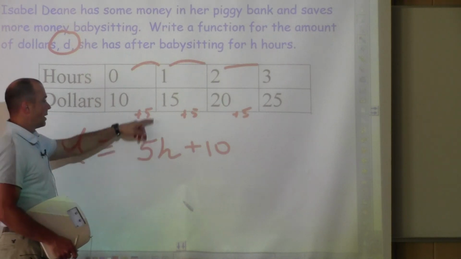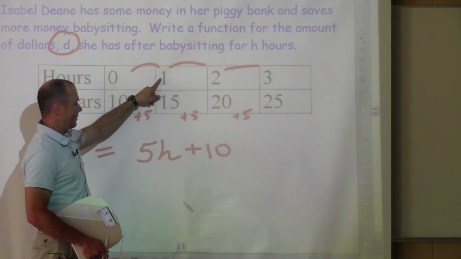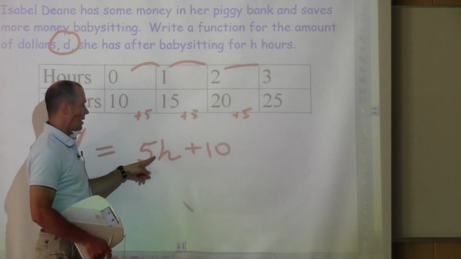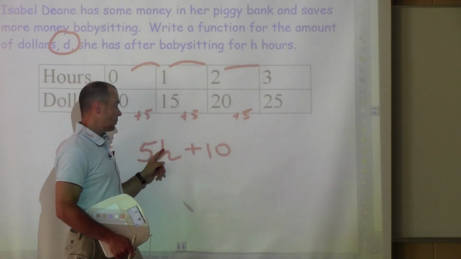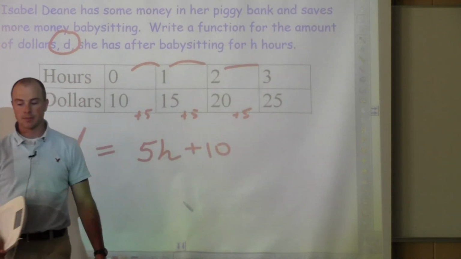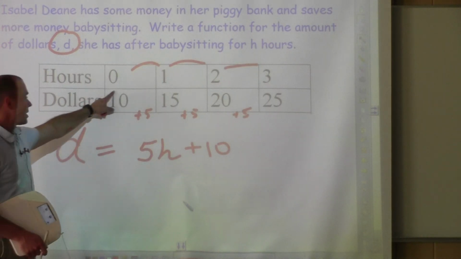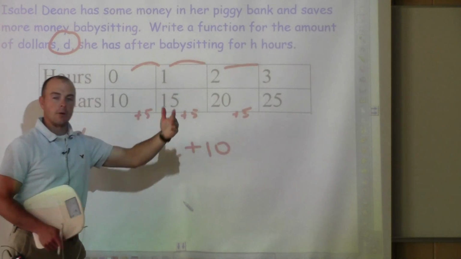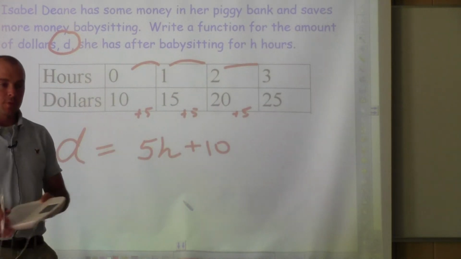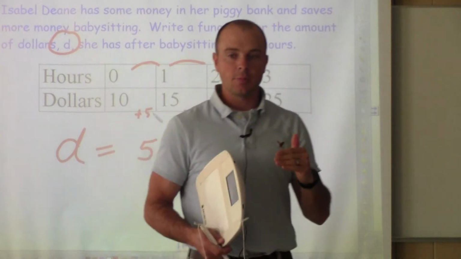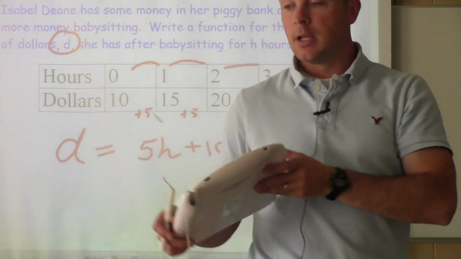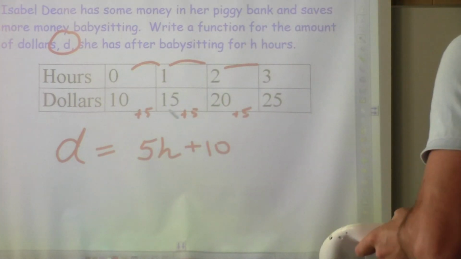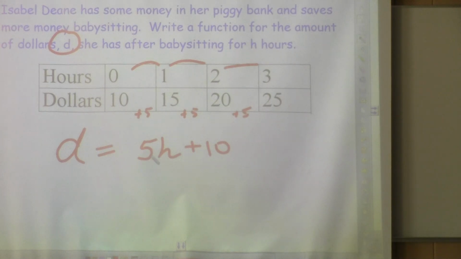Check it for another value. 5 times 1 is 5, plus 10 gives me that 15. Let's try 2. 5 times 2 is 10, plus the extra 10 gives me that 20 bucks. So essentially this $10 represents how much money she already has in her account, and she's gaining $5 for every hour she babysits. So look for those relationships. Can I just multiply the input to get the output? Can I just add? If not, check and see what happens every time, and that'll unlock if multiplication is a part of your rule, and then you might have to adjust with a plus or minus at the end.